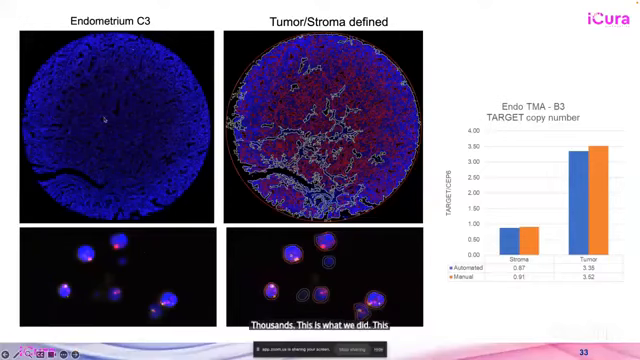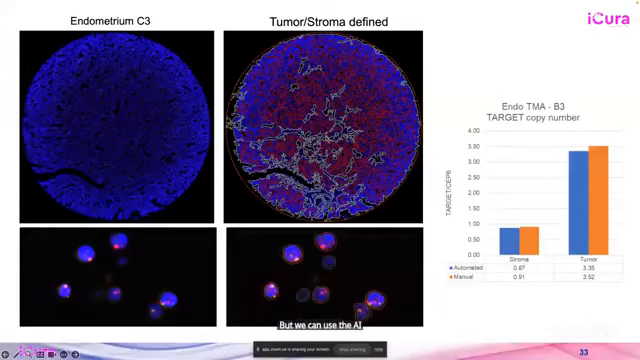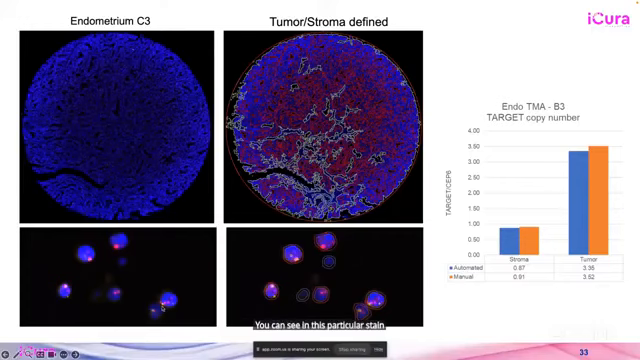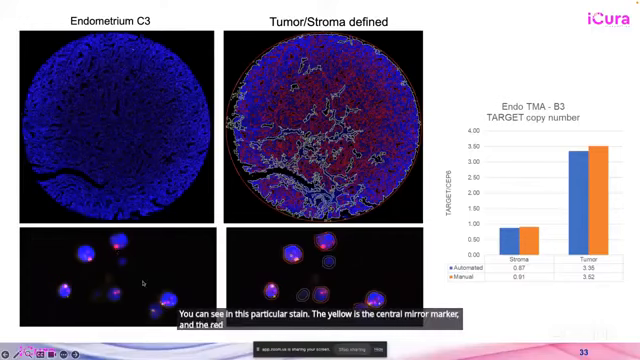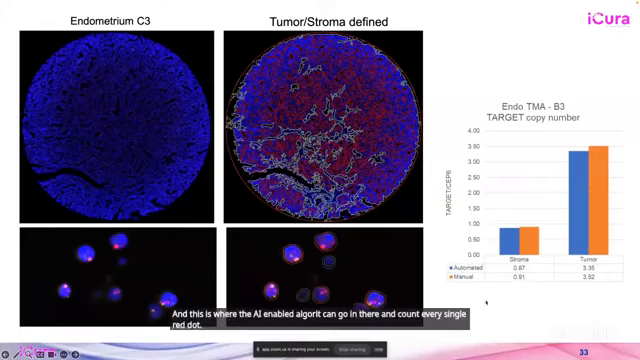This is, of course, not a breast cancer. Also the marker is called "target" because I cannot reveal the client data. But we can use the AI-enabled computer algorithm to identify benign stroma, which is yellow labeled, and cancer cell distribution. Going into the field, you can see in this particular stain, the yellow is the centromere marker, and the red is the target marker. You can see the cancer cells obviously have many, many more red compared to the number of yellow. This is where the AI-enabled algorithm can go in there and count every single red dot, and the result you can compare.